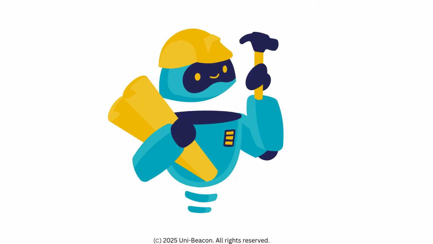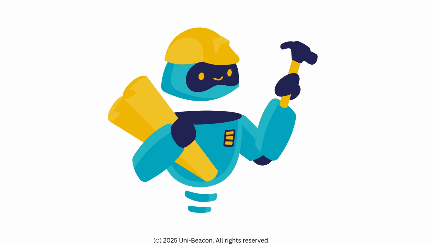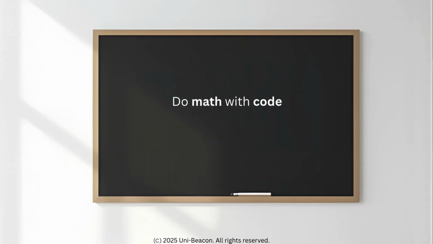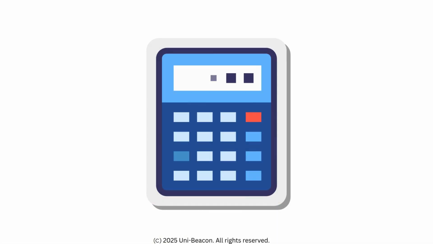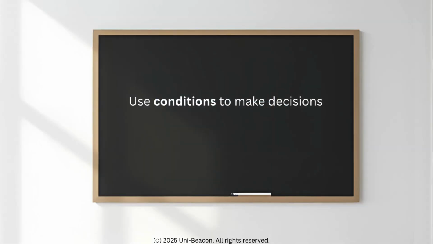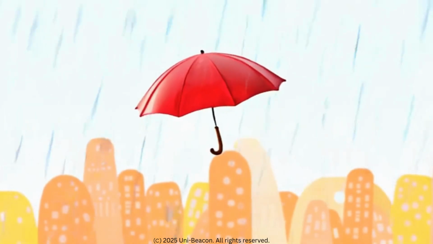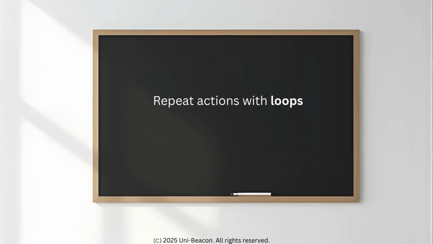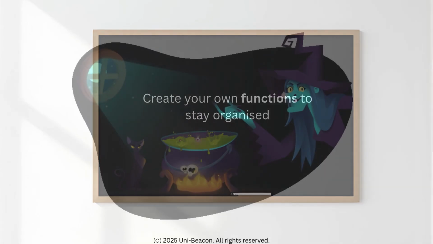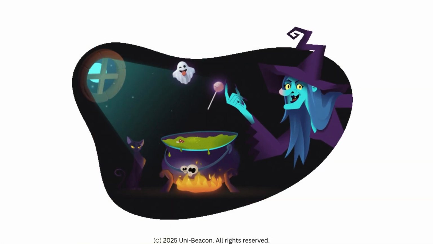After that, we'll play with some really fun coding tools. We'll do math with code, almost like building our own calculator. We'll use conditions to make decisions like, if it's raining, take an umbrella. We'll use loops to make the computer repeat things, kind of like when a song chorus plays over and over. And we'll make our own functions, which are like little magic spells we can use whenever we want.